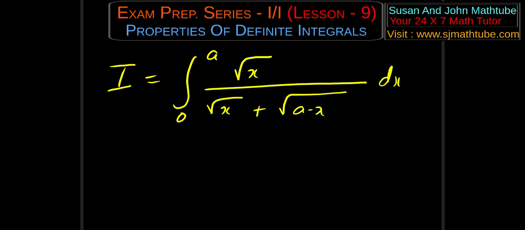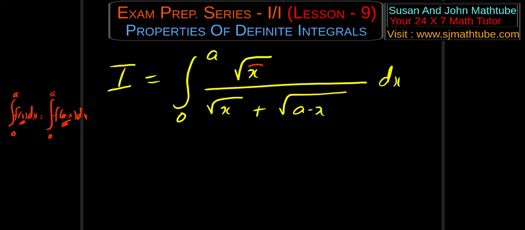So shall we start? Before we start, keep in mind the property: integral 0 to a f of x dx will be equal to integral 0 to a f of a minus x dx. That is, the property is asking us to replace x with a minus x.